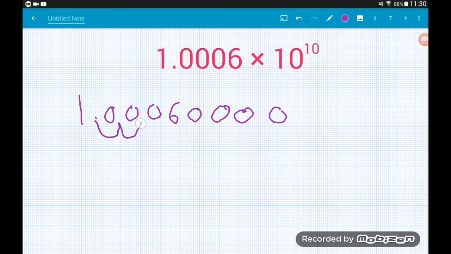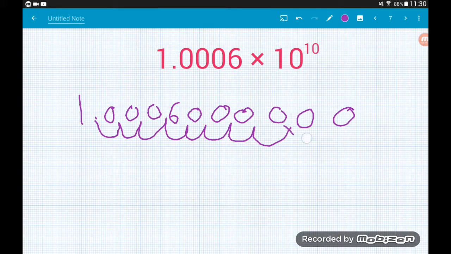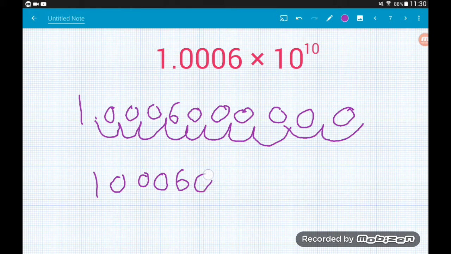So 1, 2, 3, 4, 5, 6, 7, 8. Not enough zeros, we need another 2. So, there we go, 9, 10. So, our answer to this one is 1,0,0,0,6, and then another 6 zeros after it, like that.